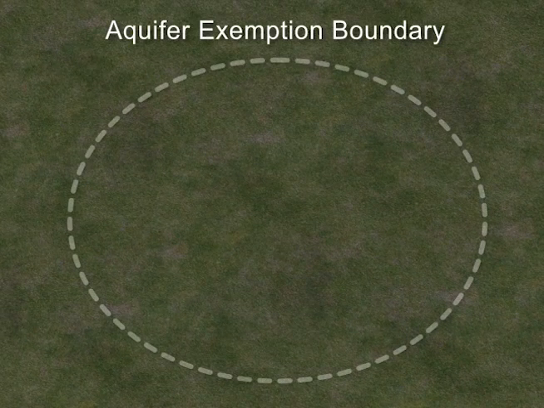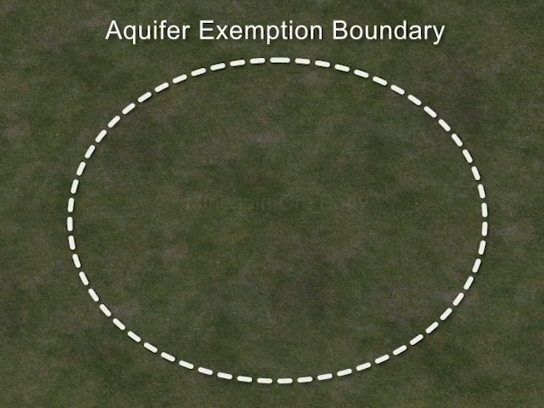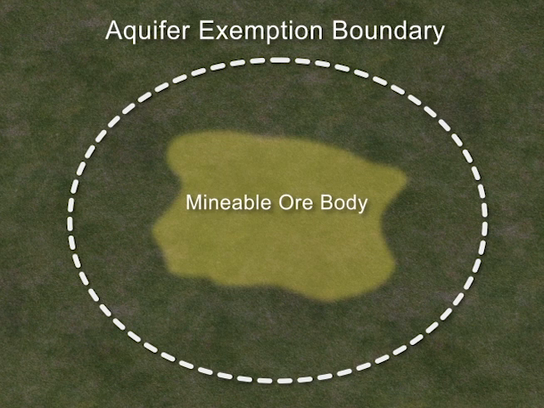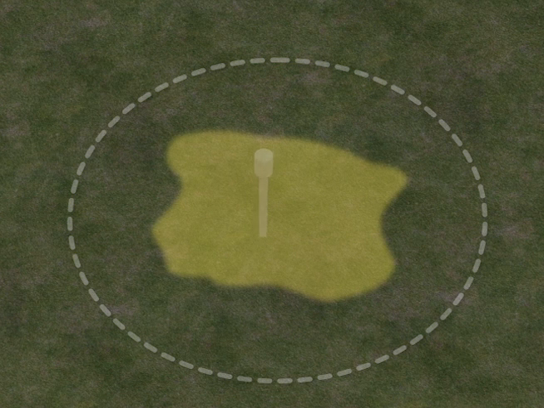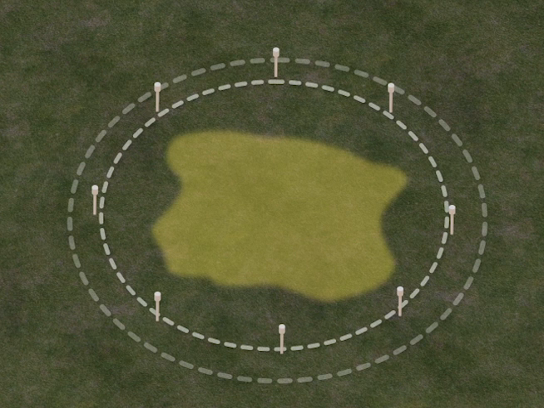The aquifer exemption boundary is placed outside the perimeter of the mineable ore body. In accordance with Class 3 regulations, any groundwater impacts from ISL operations must be contained within the aquifer exemption boundary. To assure that water quality impacts from ISL operations are limited to the well-field area within the production zone, a monitor well ring is placed around the ore body but inside the aquifer exemption boundary.